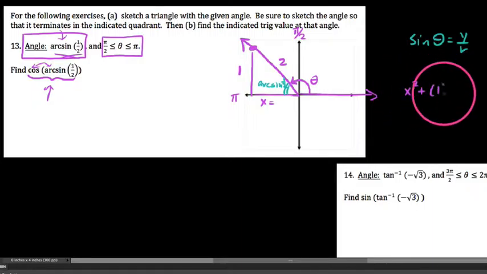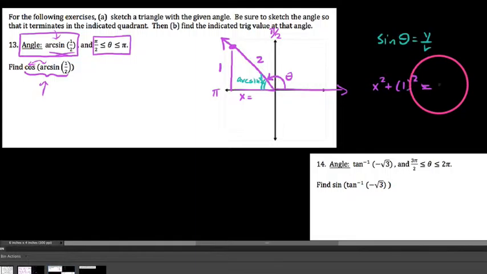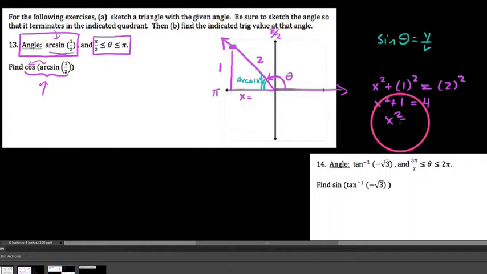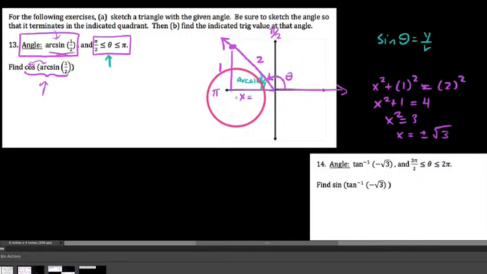So we say x squared plus 1 squared equals 2 squared. So we have x squared plus 1 is 4, x squared is 3. So we get x equals plus or minus the square root of 3. Here's the deal. You do get plus or minus, but the reason why we sketch this out in the first place is also to verify whether this should be positive or negative. Because we're in the second quadrant here, this point would have to have a negative x value. So this is the negative square root of 3. This is all I wanted to do for the first part of this problem: sketch this angle in the appropriate quadrant, make your right triangle, and fill in what you know from the inverse trig function.